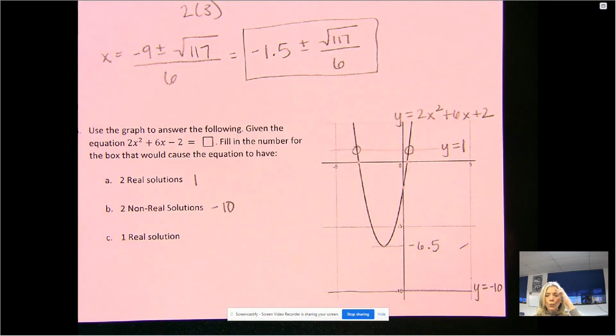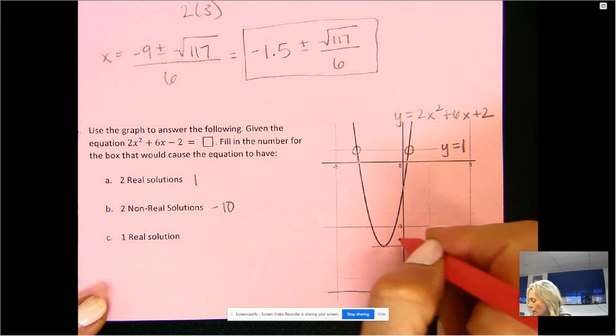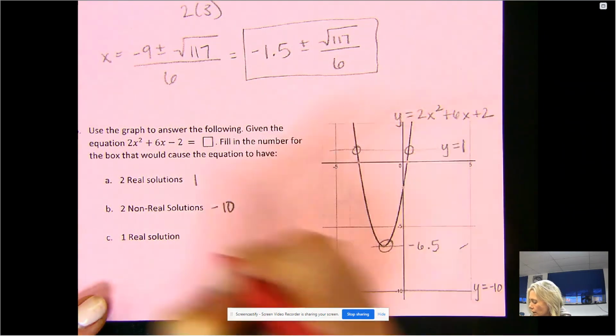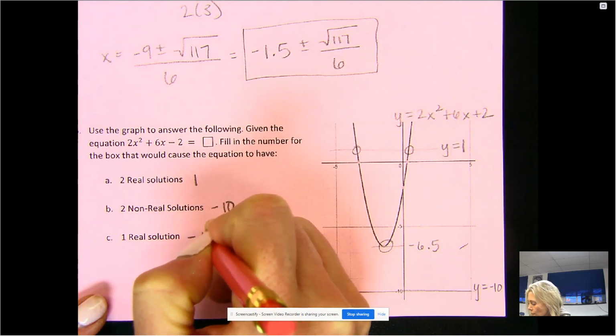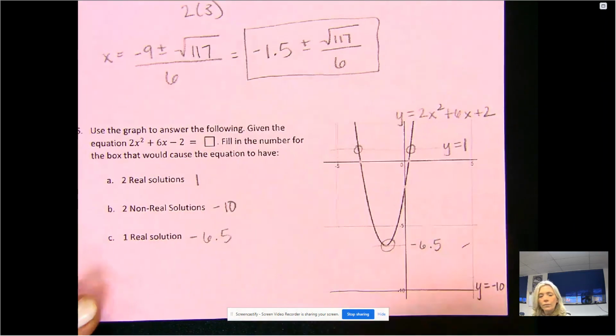And then finally, one real solution, that's this negative 6.5. The vertex is right on that line. So negative 6.5 would give us one real solution.